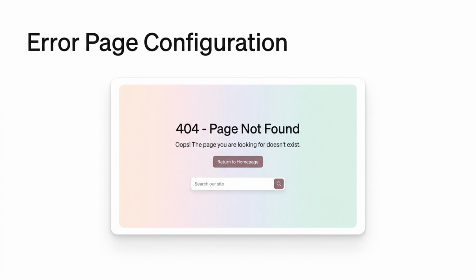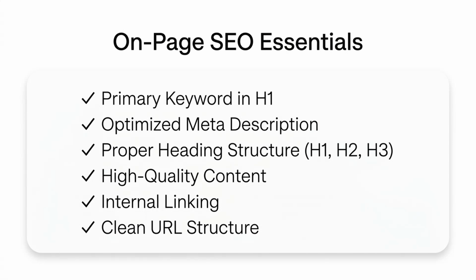Next, let's discuss a crucial element of on-page SEO, the 404 page. If a visitor clicks a broken link or types a random URL on your site, they shouldn't just hit a dead end. A properly configured 404 not found page tells both the user and the search engines that the content is missing. Including a search bar or a link back to your homepage keeps users engaged instead of bouncing off your site immediately.